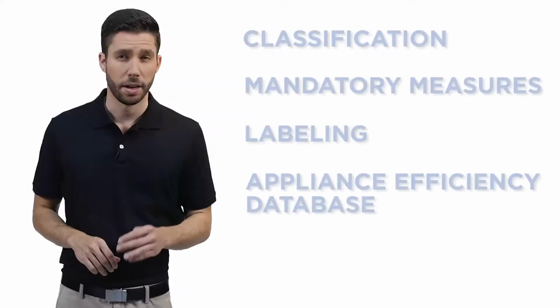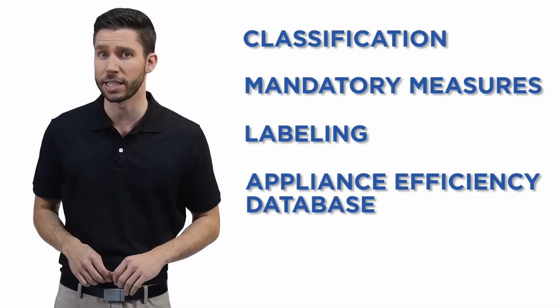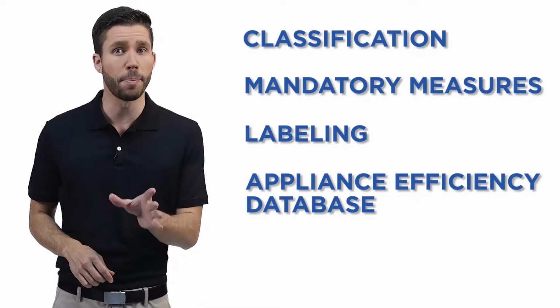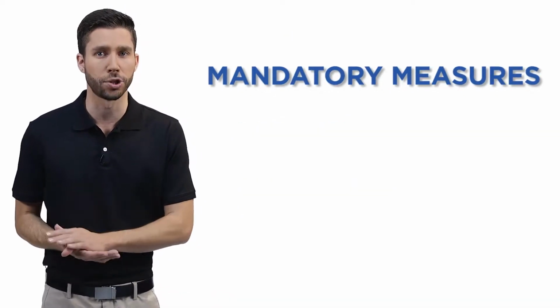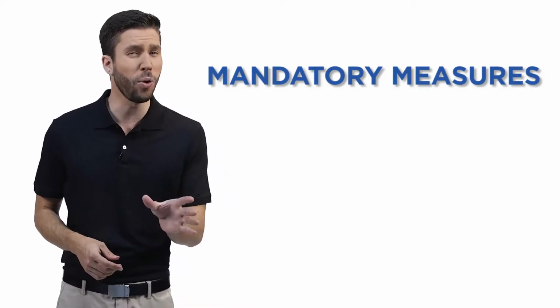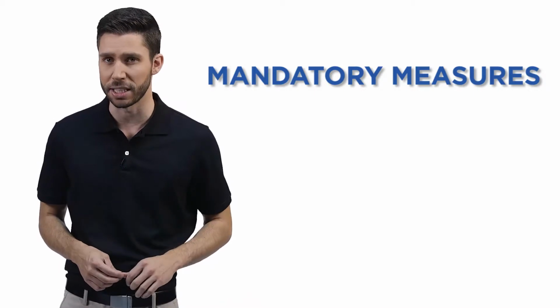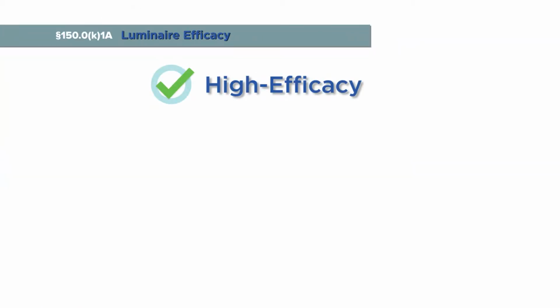Now that we have discussed how light sources are classified under the new high-efficacy requirements, let's review the mandatory residential lighting measures contained in the 2016 Energy Standards. Indoor and outdoor luminaires for new homes must be high-efficacy. This is specified in Section 150.0 K1A of the Energy Standards.